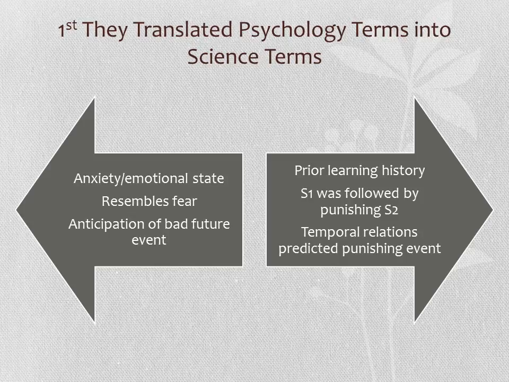So the way he described it was anxiety came from a prior history of learning. One stimulus was followed by a punishing second stimulus. Therefore, the temporal relations predicted a punishing event. Because of this association, the client then felt anxiety.